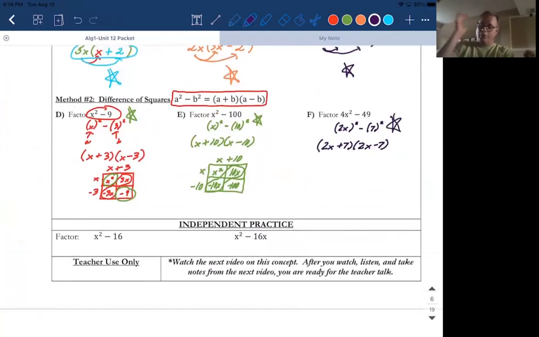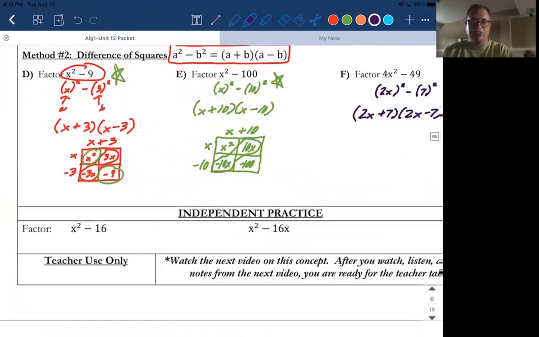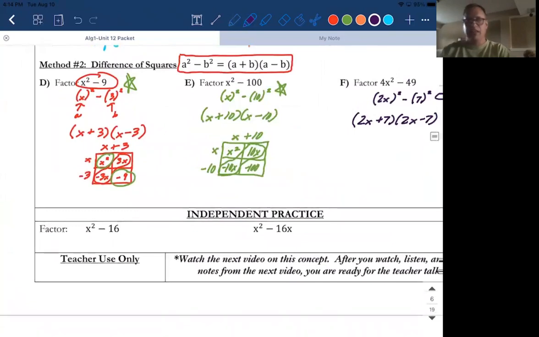All right. Well, gosh. Independent practice time. We've got an x squared minus 16, and x squared minus 16x. They look very similar, but a little bit different in how you factor. Give them a try. I'll be back in a moment with the results.